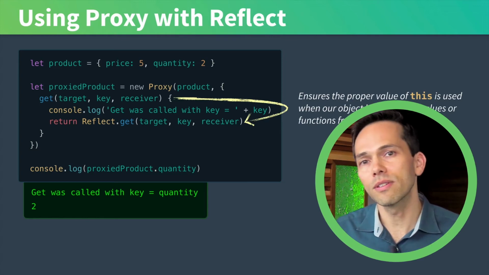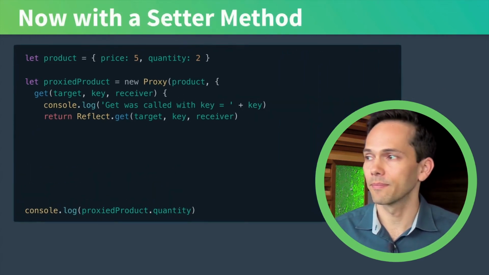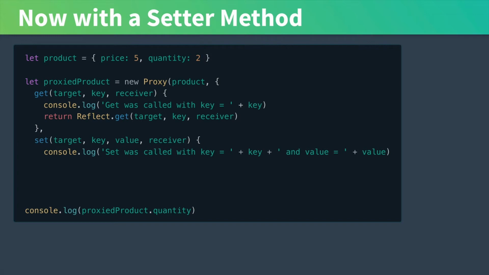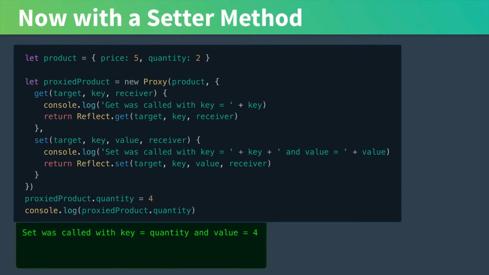Our proxy also needs to intercept our set method. Let's do that now. Our set receives target, key, value, and receiver. We'll print out that set was called with our key and value. And then we'll call Reflect.set with target, key, value, and receiver. We can test this by setting our quantity to a different value. In the console, we would see set was called with key quantity, and value 4. Get was called with key equals quantity, and then it would print out 4 to the console.